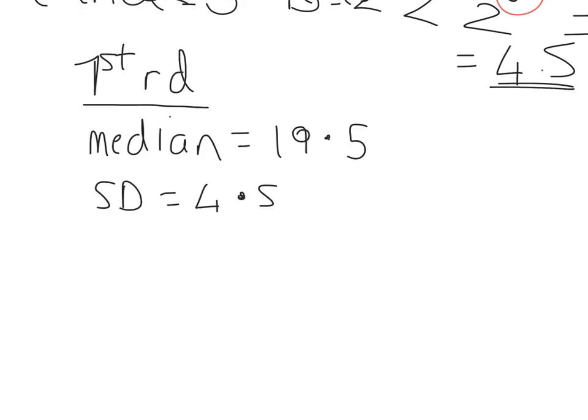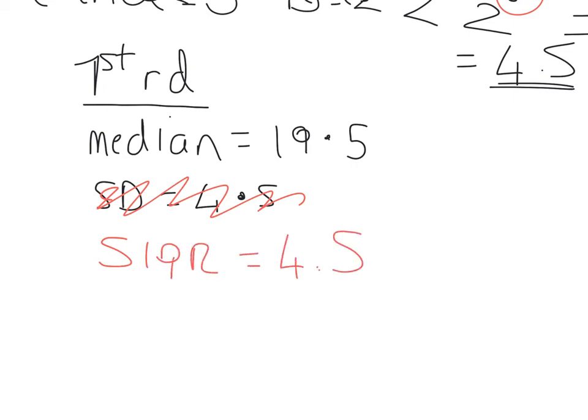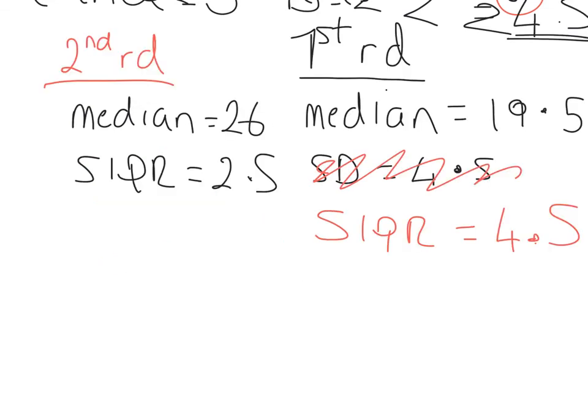So to summarise, for the first round, the median Q2 is 19.5, which is a measure of the typical value, and the semi-interquartile range is equal to 4.5, which is a measure of spread. Okay, the question then says that in the second round, scores are taken again, and the median this time is 26, and the semi-interquartile range is 2.5. The question asks then for two valid comparisons between the scores in the first and second round, so we're going to compare the medians and compare the SIQR.